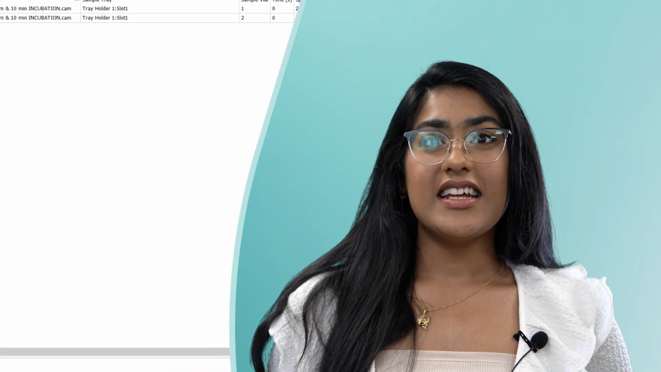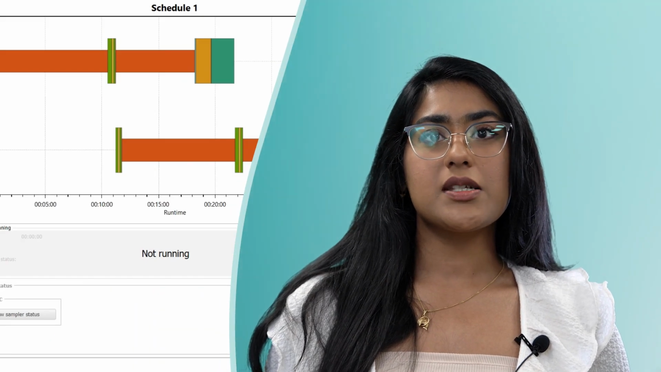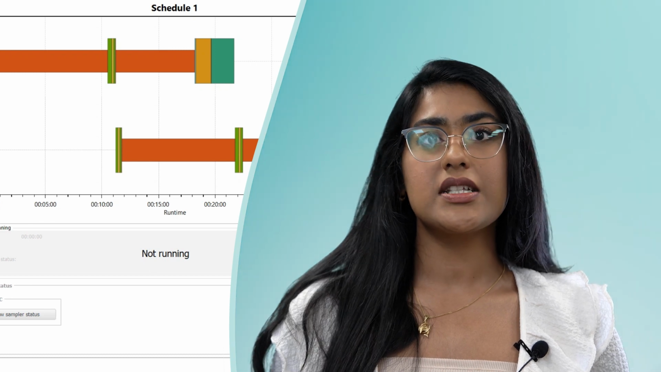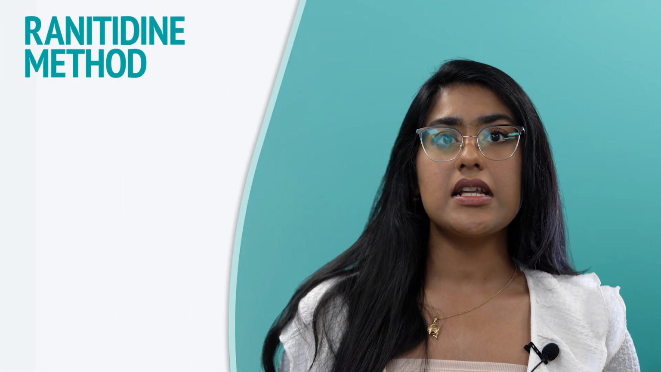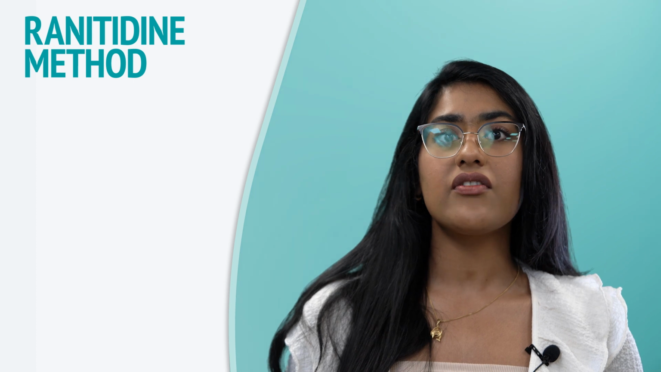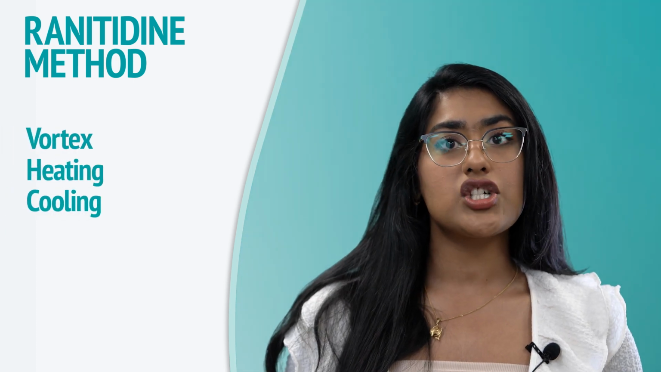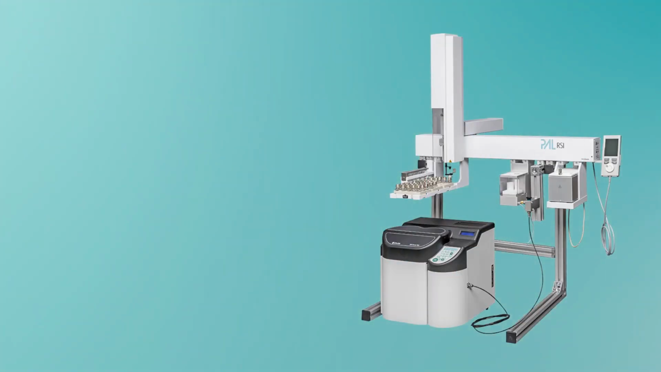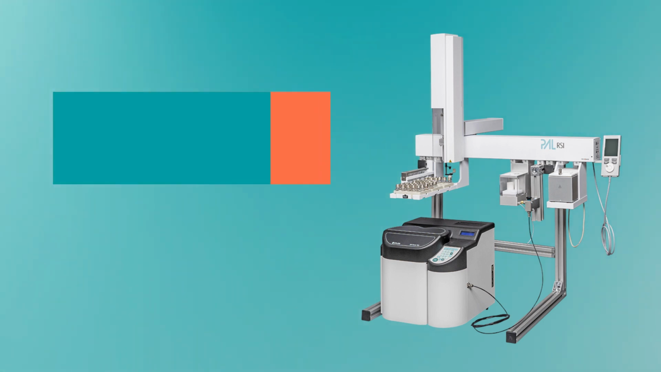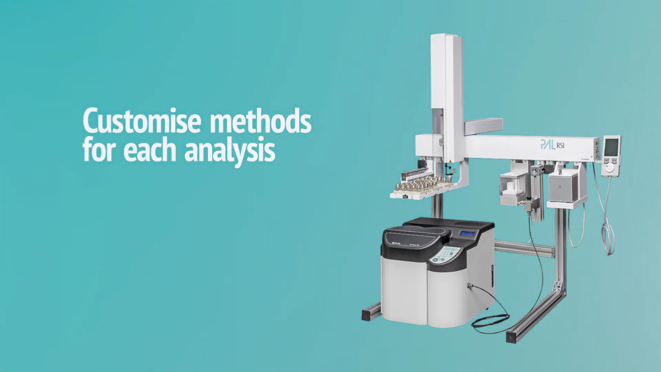To begin, it is necessary to configure the software with the specific method or methods you intend to use. These methods determine the machine's actions and the duration of each step in the analysis process. In this demonstration with ranitidine, our analysis method involves several steps, including vortexing, heating, and cooling, before injecting any liberated NO. One of the key advantages of this machine is the ability to customize the methods for each analysis.